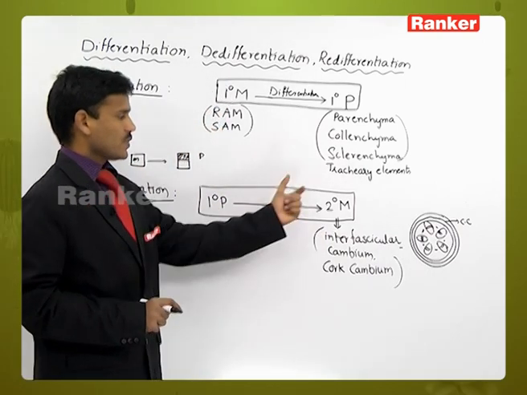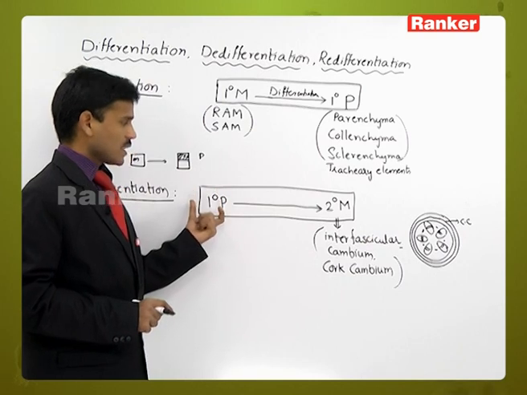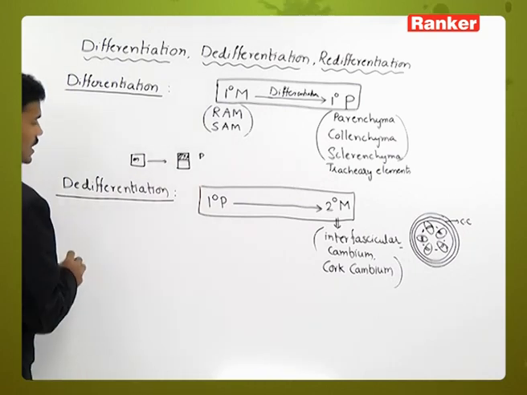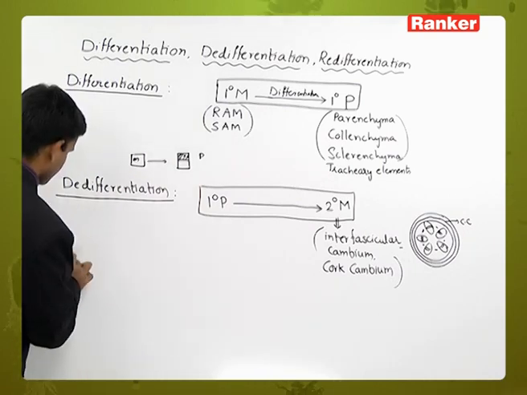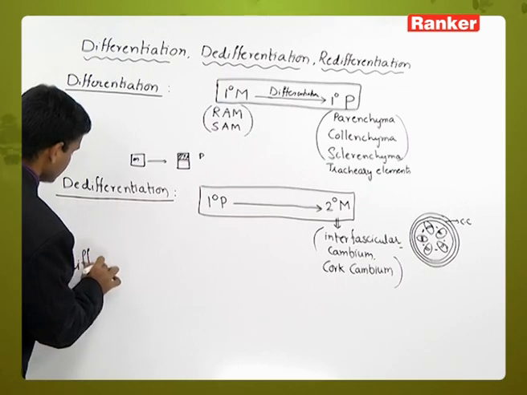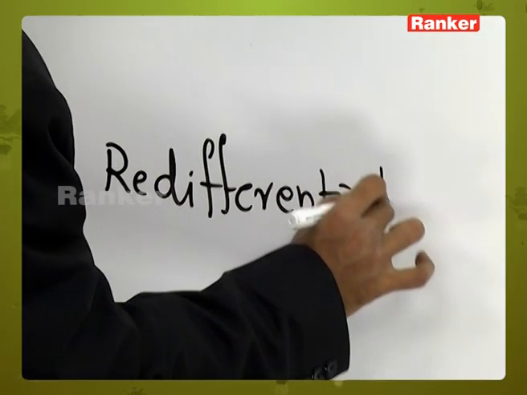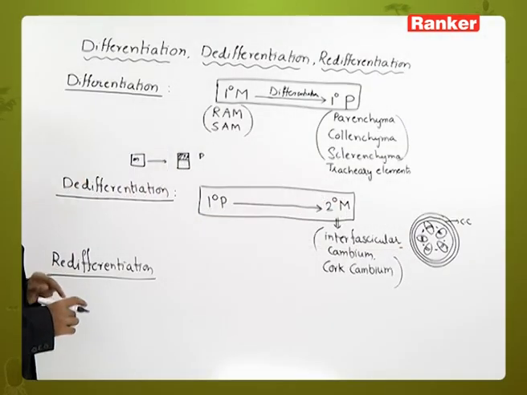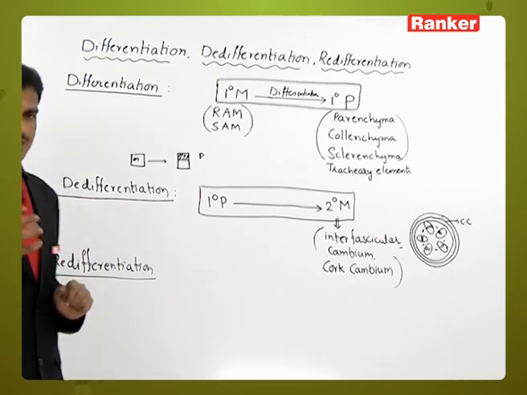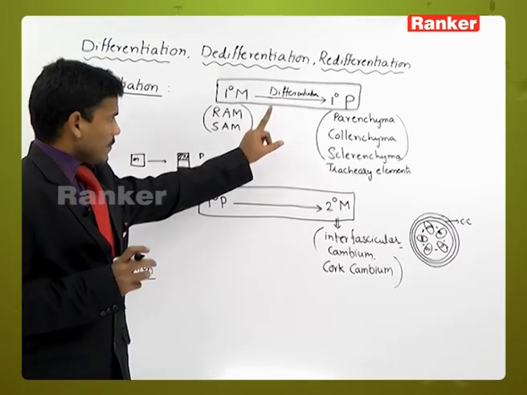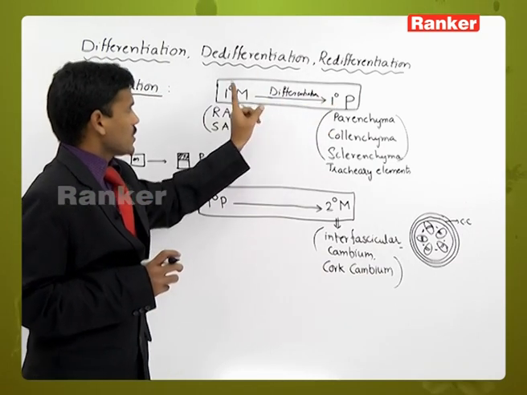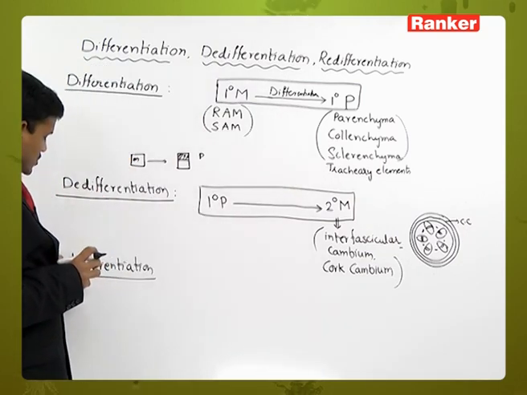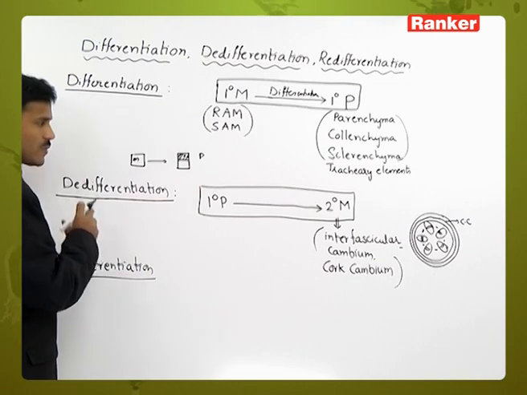So the formation of meristematic tissues from the permanent tissue is called de-differentiation. And the third one is re-differentiation. Re-differentiation is also equal to differentiation, again differentiating. Re-differentiation means permanent tissues are produced from the meristematic tissues. Here also it is like differentiation, permanent tissues are produced from the meristematic tissue.